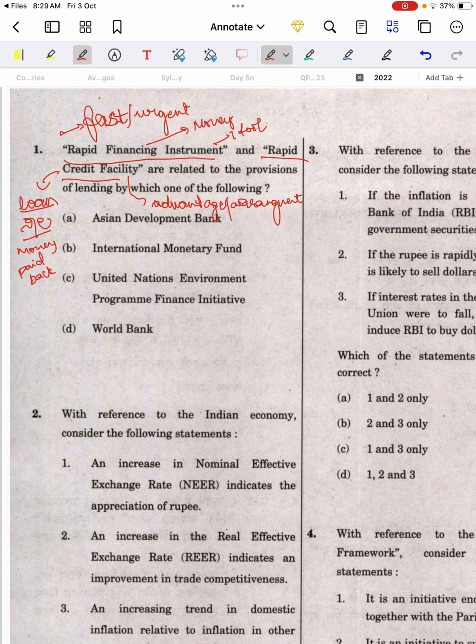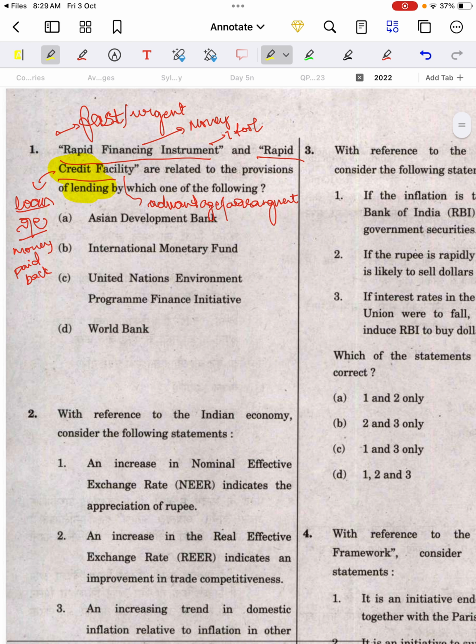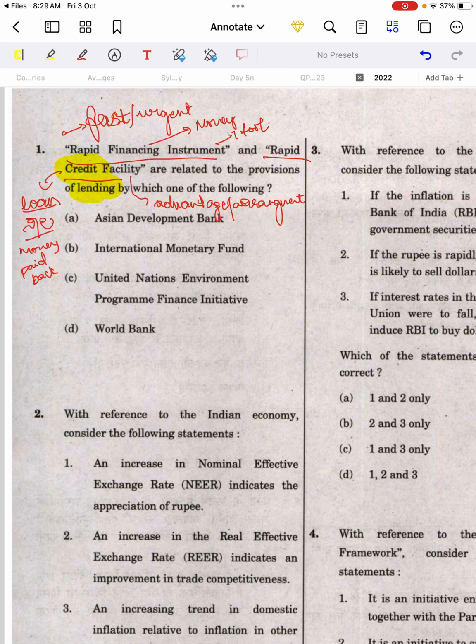Let's see. These things are related to, again he's focusing on the term here. What is he focusing on? Credit. He's repeating the term lending. So the entire question is focusing on the activity of lending. Option A, Asian Development Bank. Option B, IMF. Option C, UNEP Financing Initiative. Option D, World Bank. So what do you feel is the right answer among this?